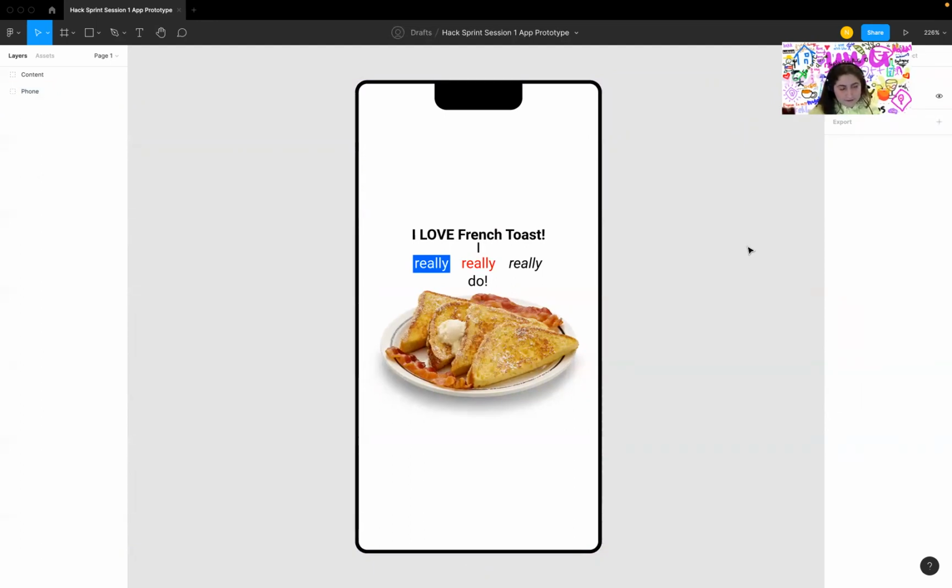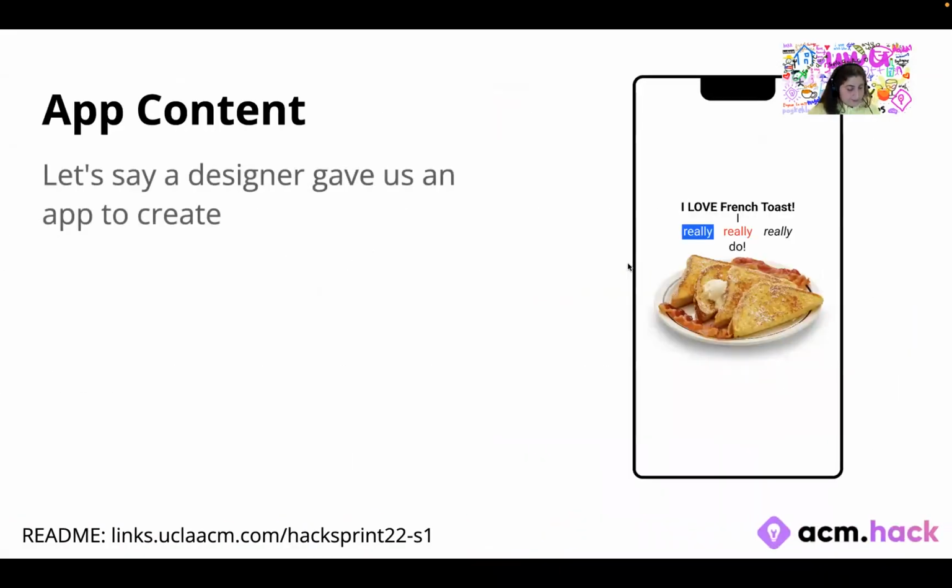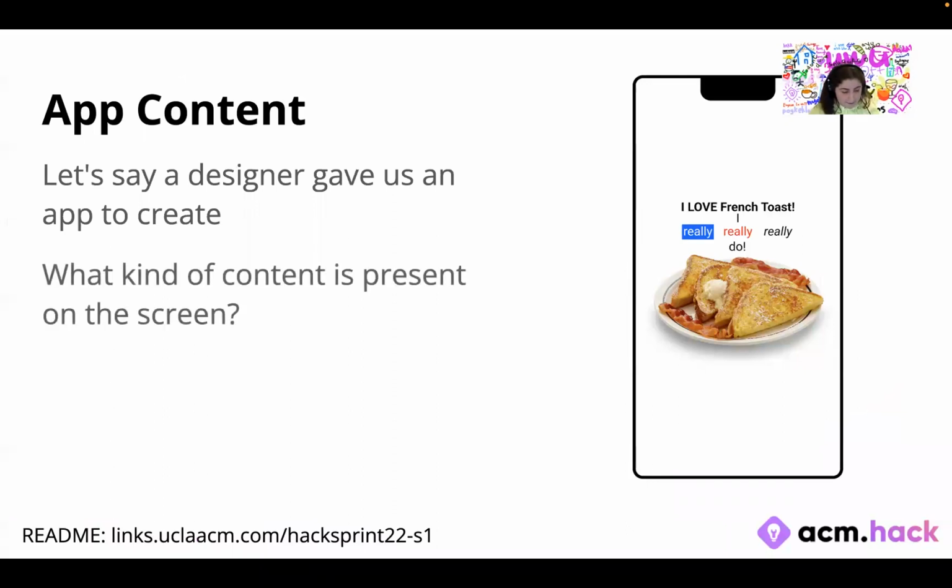I really love French toast, and I just wanted to commemorate French toast. So how would we add content to the screen? Let's see it. So yeah, just restating the proposal, let's say a designer gave us an app to create. So this is a question for you guys. What kind of content do you see on the screen? And I mean on the app, the design screen.